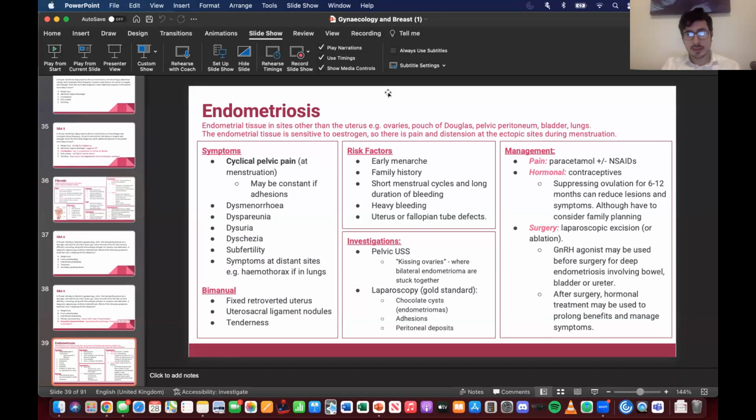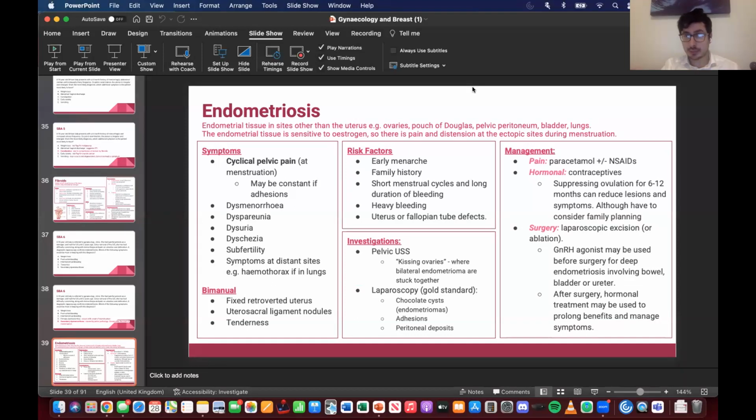What risk factors? Again, there are general risk factors: early menarche, family history, or uterus or fallopian tube defects. What investigations do we want to do? A pelvic ultrasound can show the kissing ovary sign, where endometriomas bilaterally are stuck together. But often, just because the ultrasound is negative, you cannot exclude endometriosis, because ultrasounds struggle to visualize superficial endometrial tissue. So the gold standard is laparoscopy.